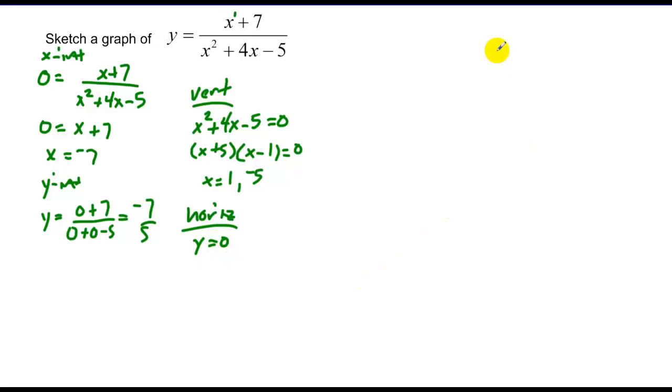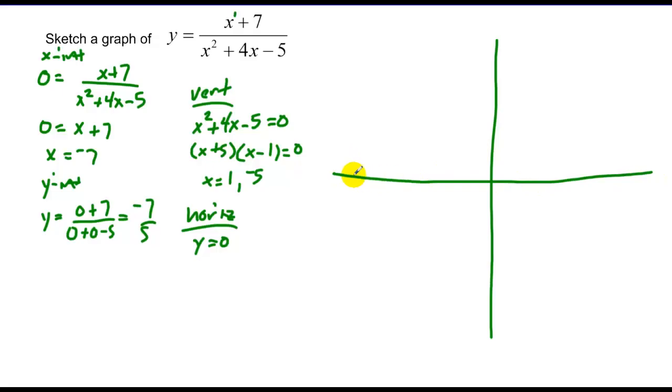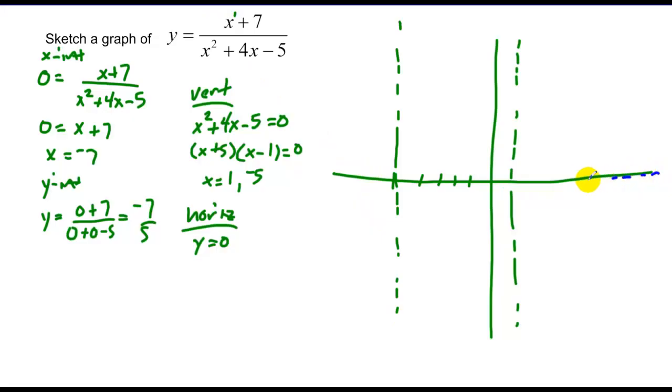So let's take a look and see what we have. Again, these are sketches. They're not exact, but they're a pretty good idea of what we're actually going to see if we plug this into a calculator. So I have a vertical asymptote at 1 and at negative 5. I have a horizontal asymptote at 0.